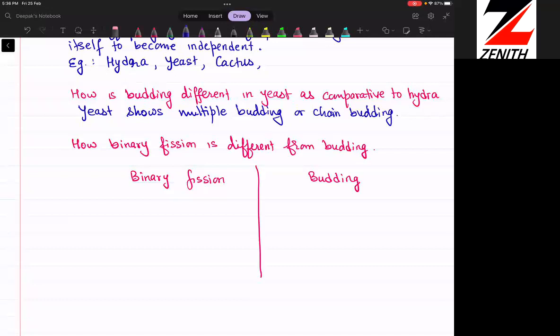In binary fission, the parent cell divides into two daughter cells, and in budding, the splitting can vary from one cell to multiple cells. So how is fission different from budding? Budding can be multiple, yeast can do multiple budding. Fission you can have binary fission. In Hydra you will have budding.